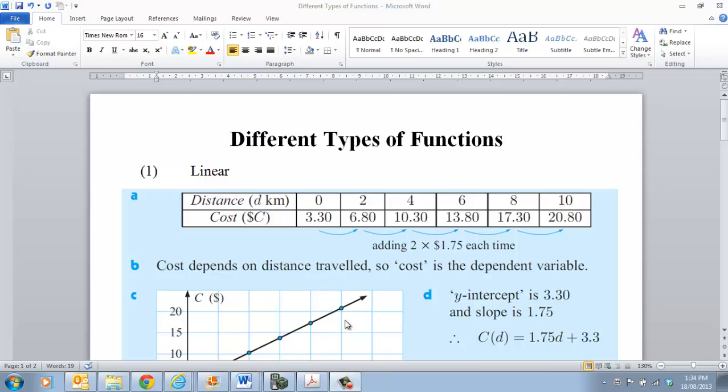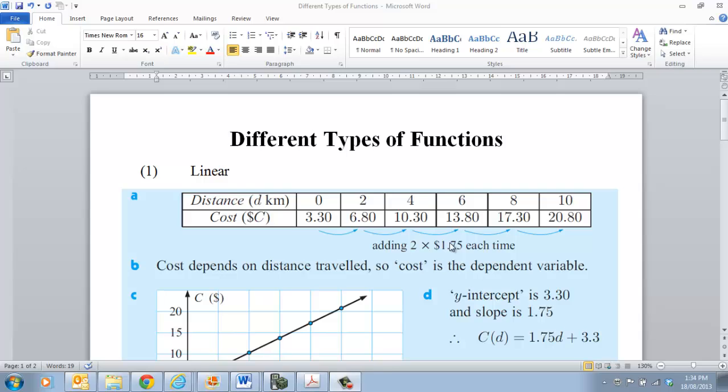I'm going to look at some different types of functions today. A couple of interesting functions that we already know about. So a lot of this will be review of what we already do know. So we're going to start with the first and the most basic type of function, which is a linear function.